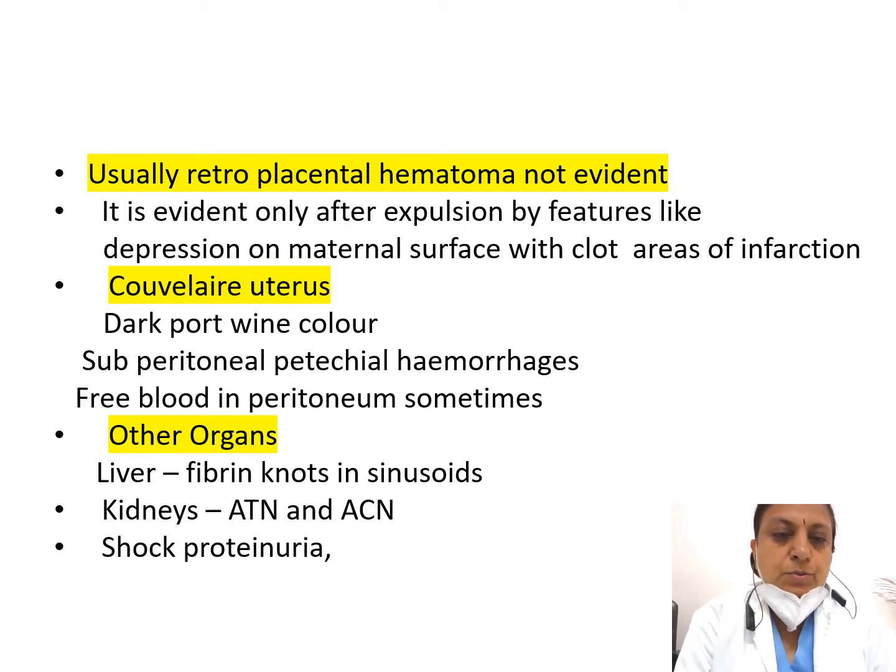Other organs may also be affected, like in the liver, fibrin knots in sinusoids are present. In the kidney, ATN and ACN are seen. Shock and proteinuria.